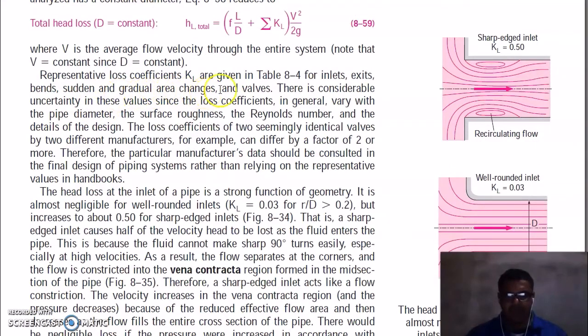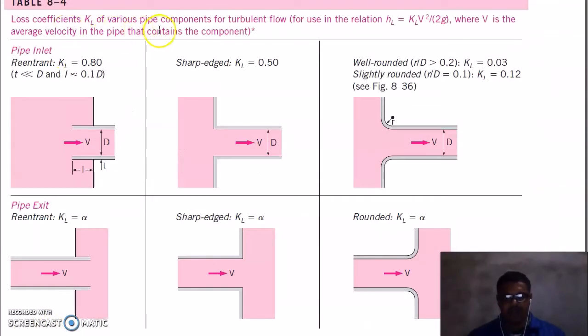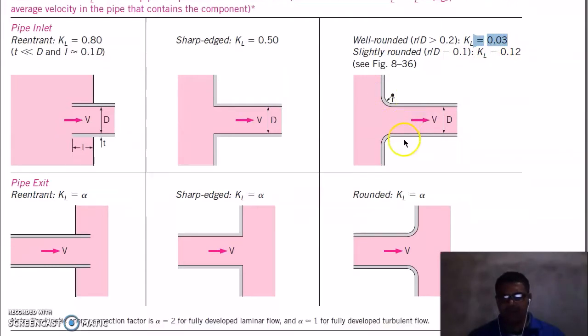The different loss coefficients are given in a table for inlet, exit, bends, sudden and gradual area changes, and valves. So this is the loss coefficient KL of various pipe components for turbulent flow, and head loss is equal to KL V square by 2g. This is a sudden contraction, meaning the diameter has decreased. And this is a sharp edge here. This is a well rounded edge. You can see KL is 0.5 in the case of sharp, and KL will decrease to 0.03 by just rounding the edge.